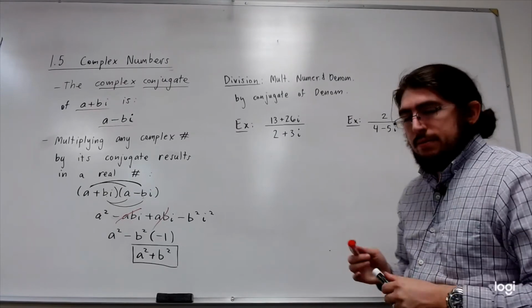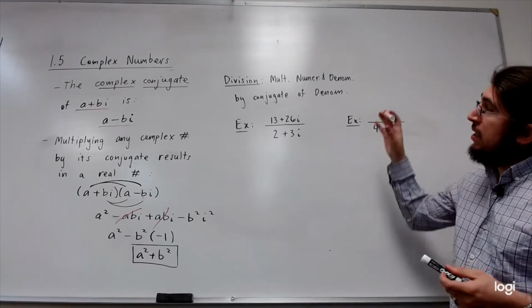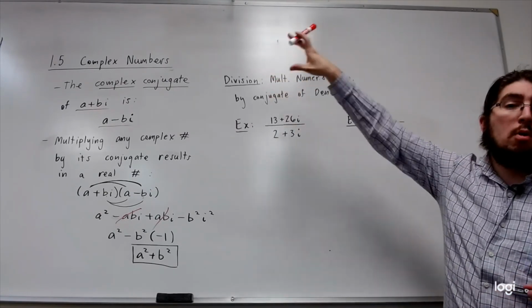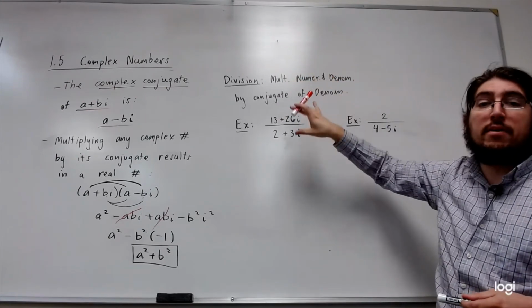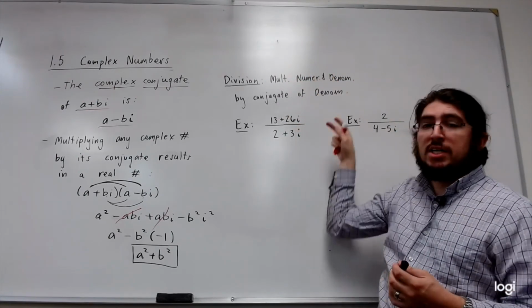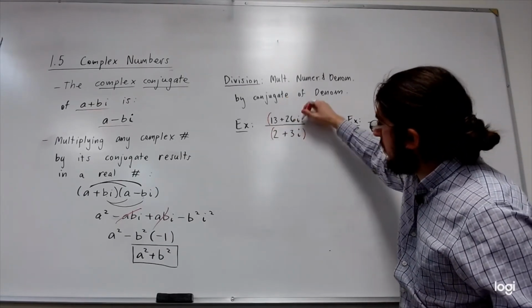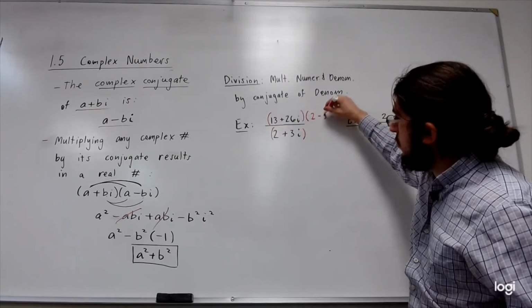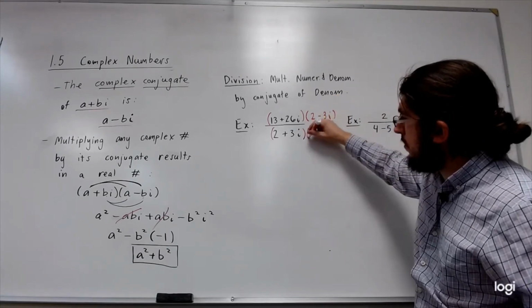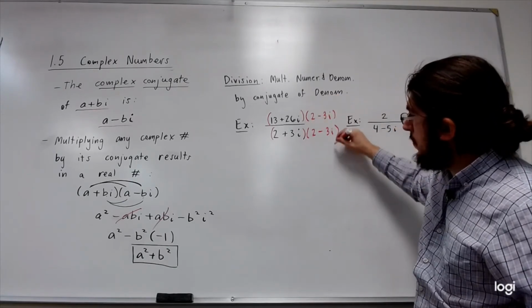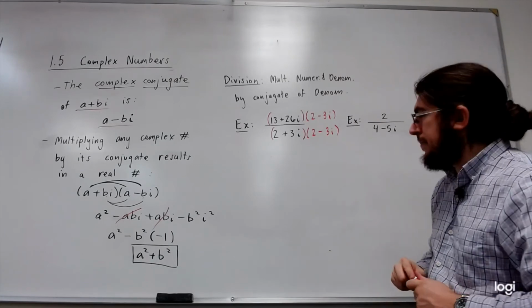By the way, now we can finally get to division. For division, what you want to do is multiply top and bottom, the numerator and denominator of the fraction in question, by the conjugate of the denominator. So let's see why that is. So let's multiply top and bottom by the conjugate of the denominator, which is 2 minus 3i. It's in the right order, so there's no messing around. Just cut to the chase, basically.